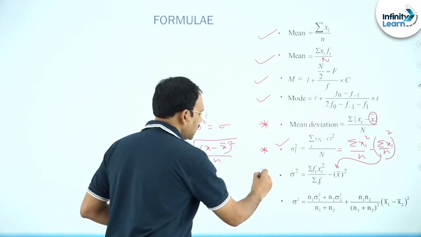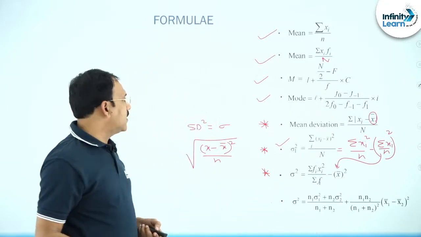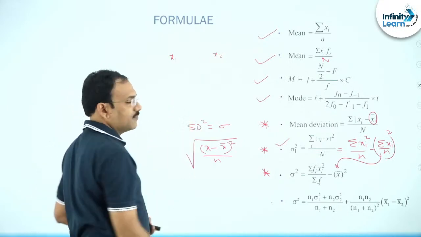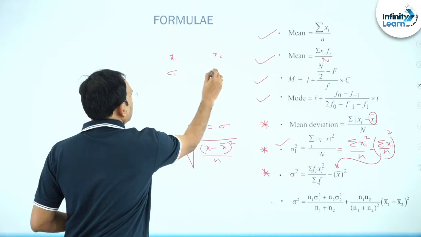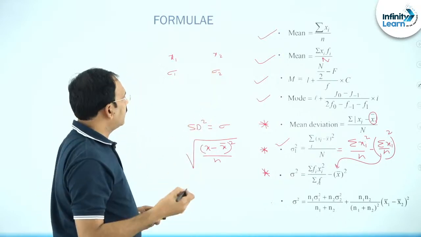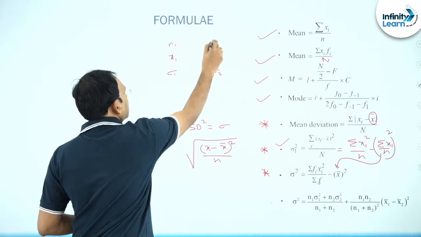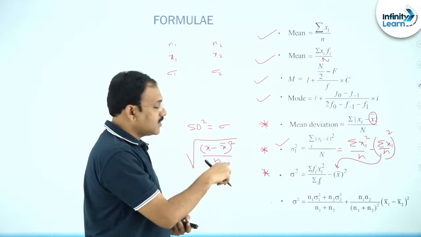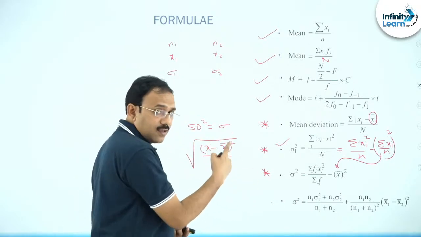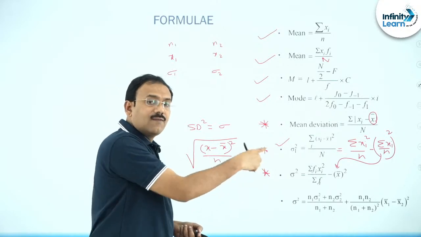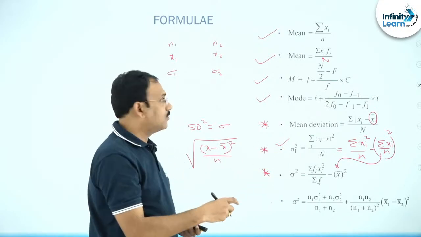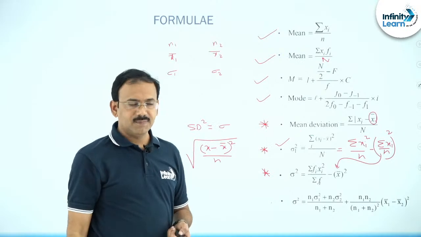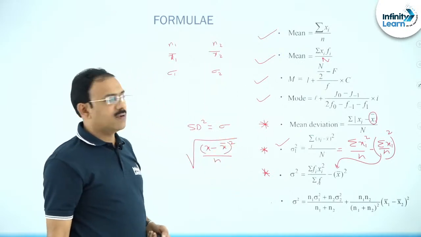And the last formula to be remembered is combined variance. That means you have two data sets, x1 kind of, x2 kind of, with variances sigma 1 and sigma 2. Suppose there are n1 items in the first and n2 items in the second. The combined variance formula is (n1 sigma 1 square plus n2 sigma 2 square) by (n1 plus n2) plus n1 n2 by (n1 plus n2) whole square into (x1 bar minus x2 bar) square. So, minimum these formulae you must remember.